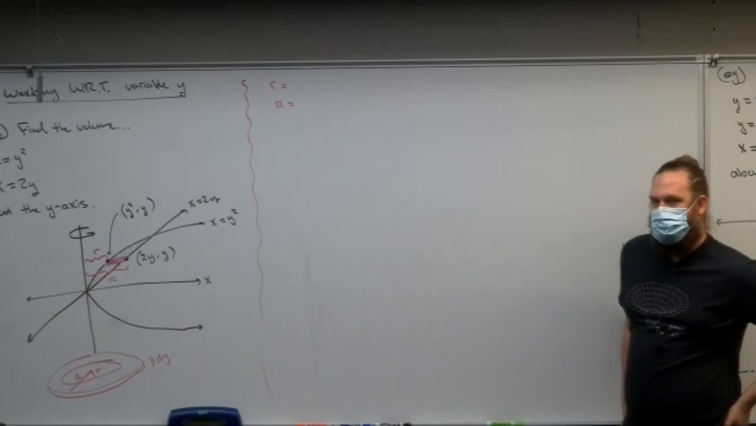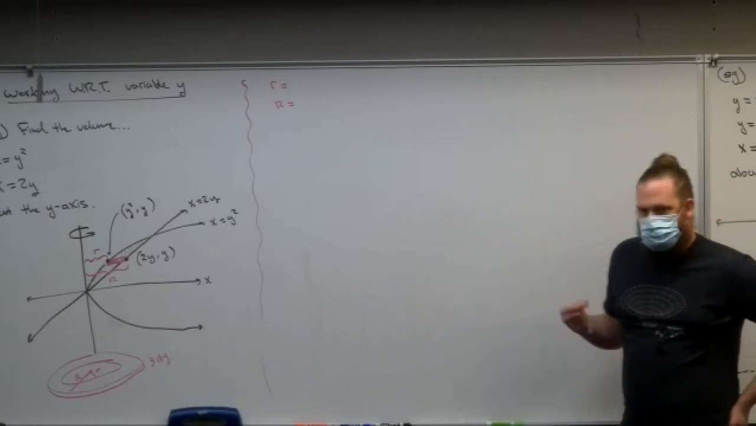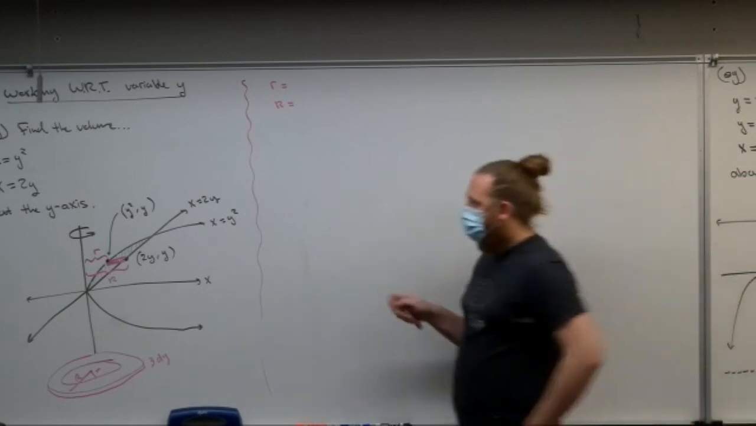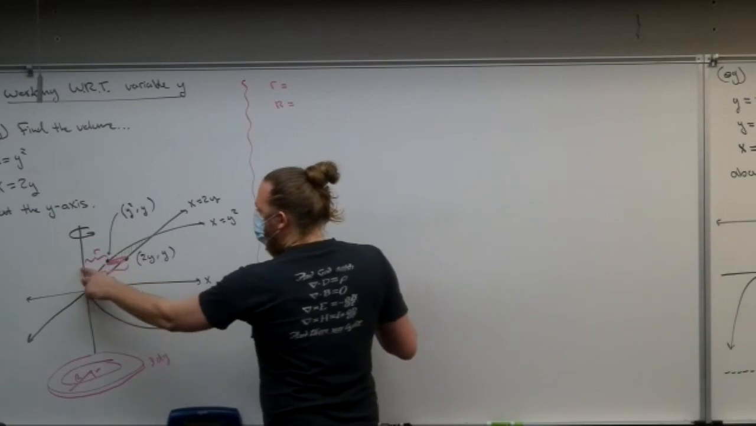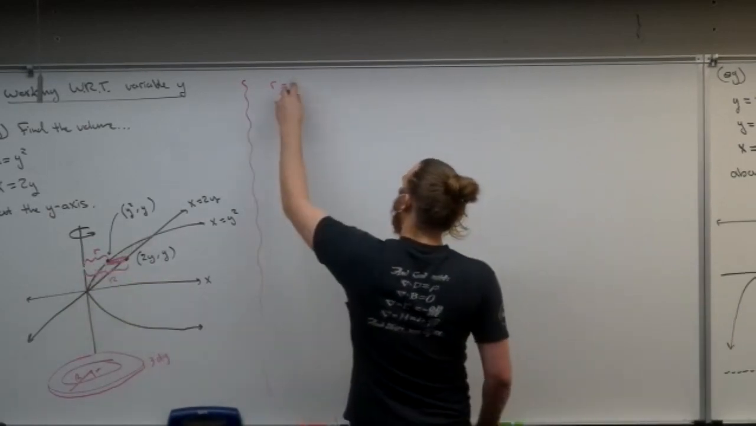What is the horizontal distance from the y-axis, which is my axis of rotation, to the leftmost part of that strip? Y squared. Very good. All right. The x value here is y squared. The x value here is 0. So this is y squared minus 0, or just y squared.